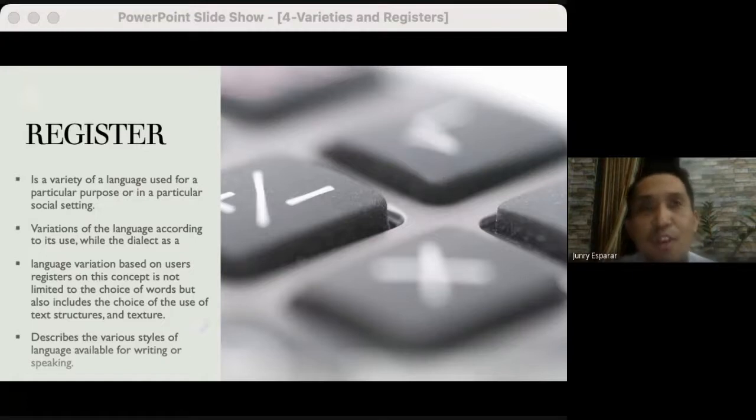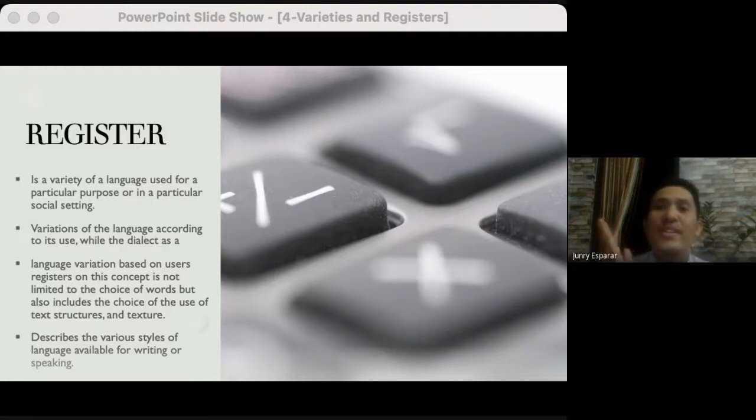So when you talk to your mom, the language or the register you're using is different from the register you are using when you're talking to your friends. When you're talking to your friends, you are carefree, right? So maybe you're always funny. But when you talk to your mom, it's different. When you're talking to your dad, it would be a different thing. When you're talking to your professor, for example, it would be a different register, right? So which means that you use register for a particular purpose and a particular social setting.